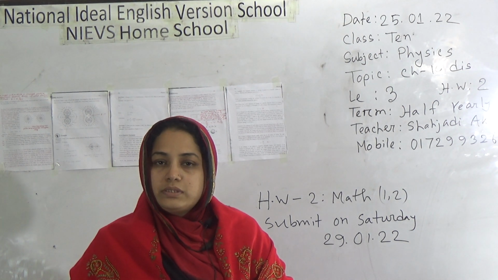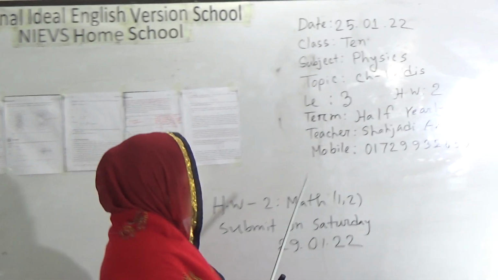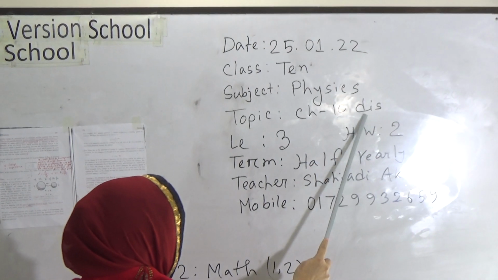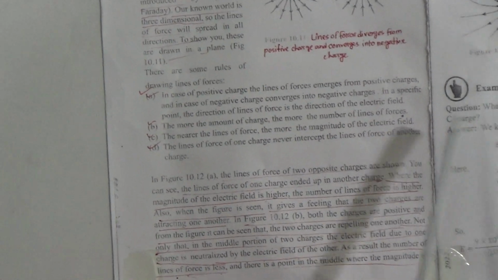Today I am going to take a physics class for class 10 students. My dear students, our topic today is chapter 10, lecture number 3 and homework number 2. Let's start our class. This is chapter 10, static electricity. In our previous class we have already done 4 mathematical problems.